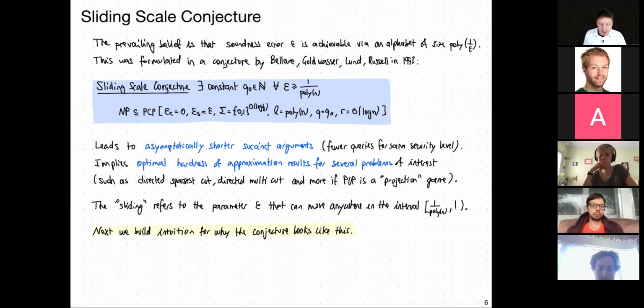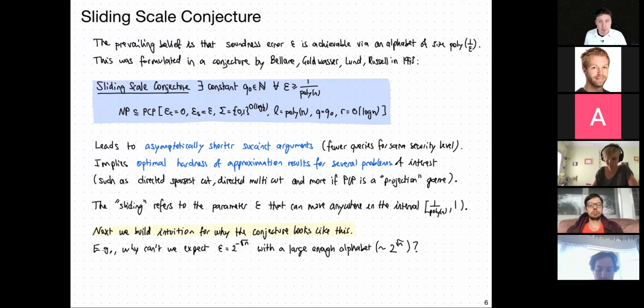But the goal of today is to talk about why somebody would formulate a conjecture that specifically looks like this. It feels like it's coming out of thin air. Why not, for example, expect an exponentially small soundness error with an exponentially large alphabet? That is not something that is allowed here. It's saying that you can only expect a soundness error of at least 1 over poly for this alphabet, but it's not saying that if you're willing to go for a larger alphabet, you can have an even smaller soundness error. And there are some deep reasons for that. We're going to see them today.